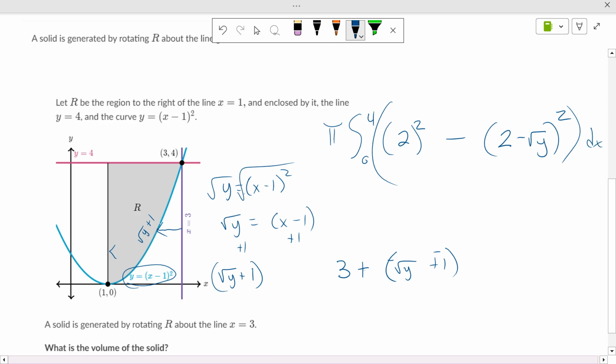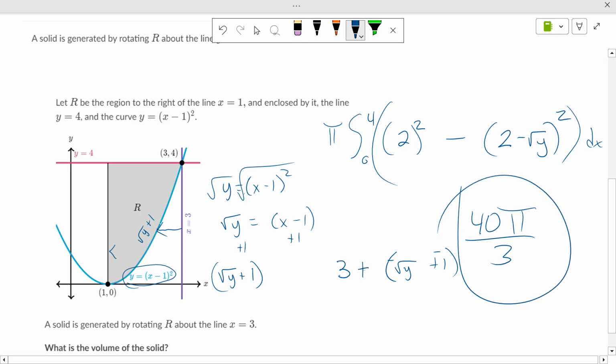So then again, put it in your calculator, leave the pi off, and then throw the pi on the end. What do you get, Andrew? 13.33 is 13 and 1/3, which is 40 pi over 3, basically. No, but I think that's what my answer would be.